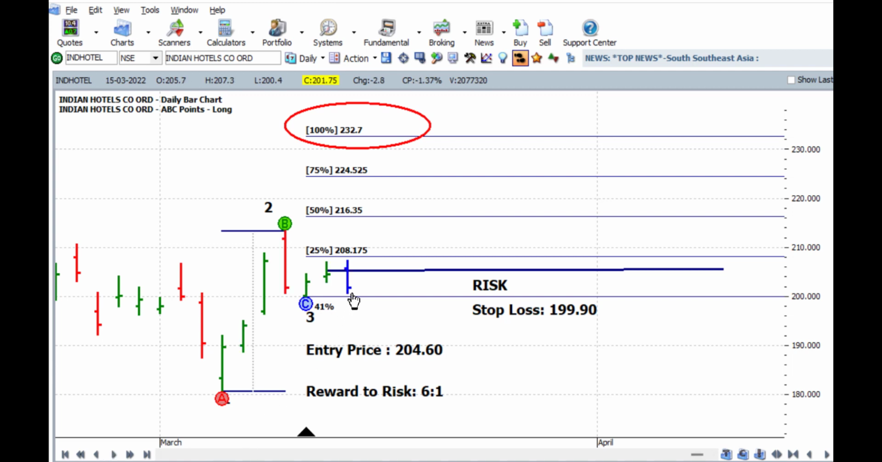Next day we go again. Now yes, it was a low day, however it is an outside day actually. It made a high and it made a low as well, so we don't do anything. Our stop loss is at 199.9, and nothing happens because the lowest it traded was 200.4, so we are not going to do anything on this.